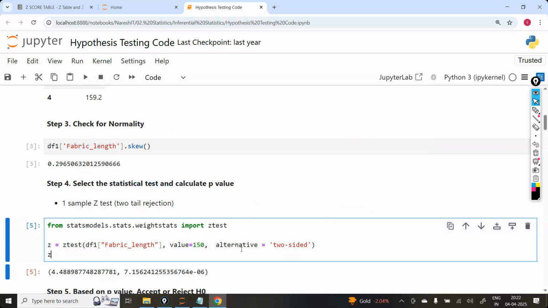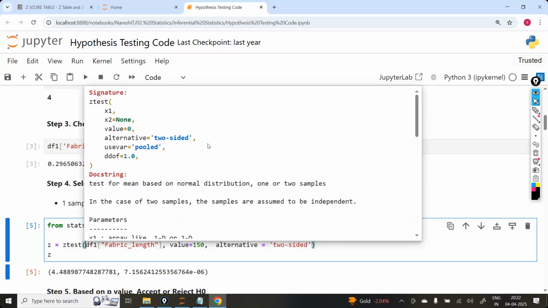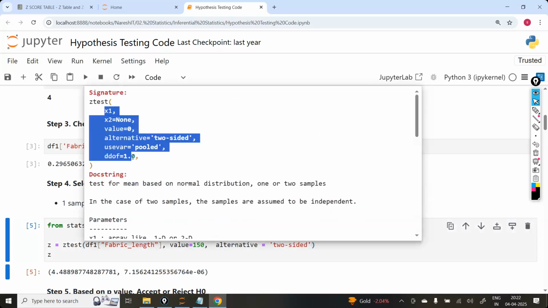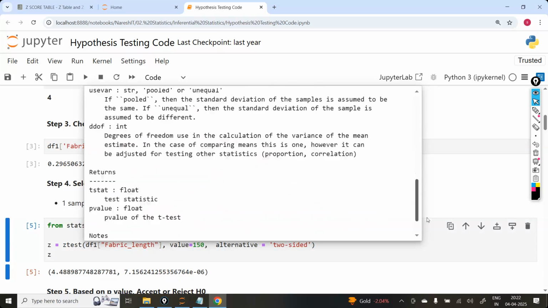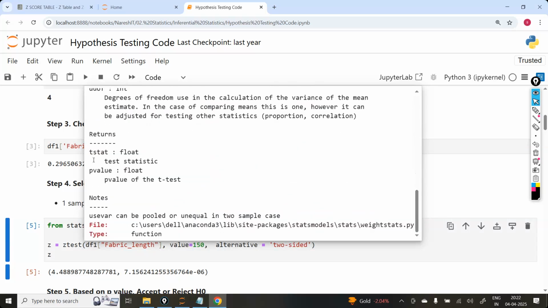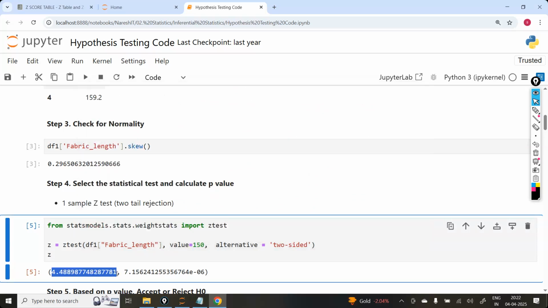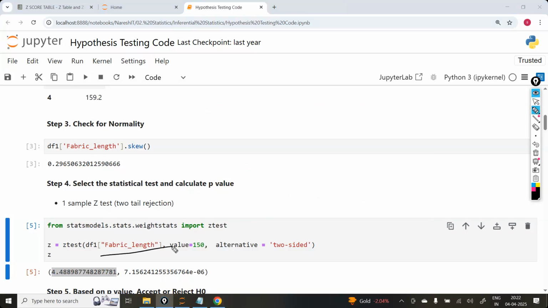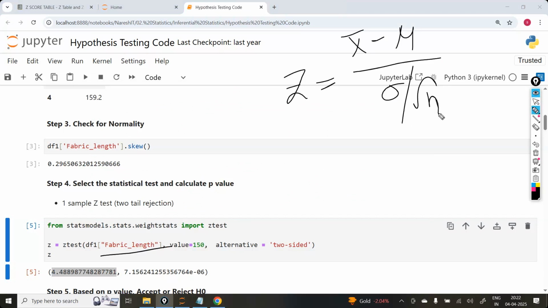Now once you write two-sided and everything, it is automatically going to return two values. See, this function is going to take the input like this and return two values. What are the two values it is going to return? The test statistic value, and the second value is called the p value. Now this is the test statistic value. Sir, how is it calculated? We have imported it, but what is the backend code? It is applying x bar minus mu divided by sigma by square root of n.